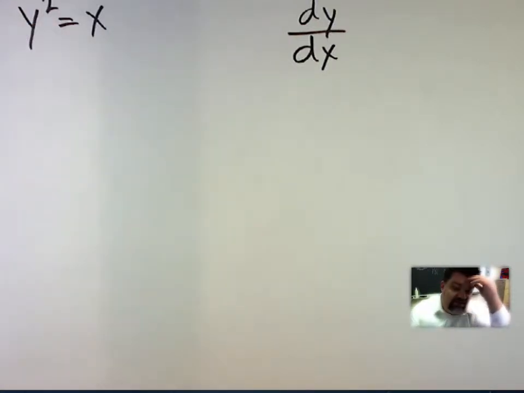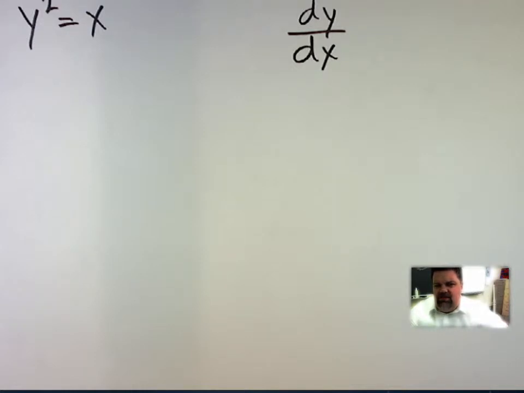And so I could isolate the y. Maybe I could take the square root of both sides, but then when I do that I get plus or minus the square root of x on the right hand side of the equal sign. And so that causes a problem too. So one thing that we could do is what we call implicit differentiation.